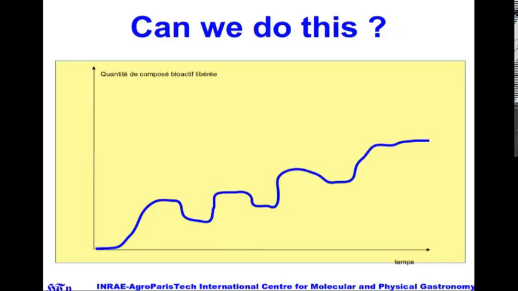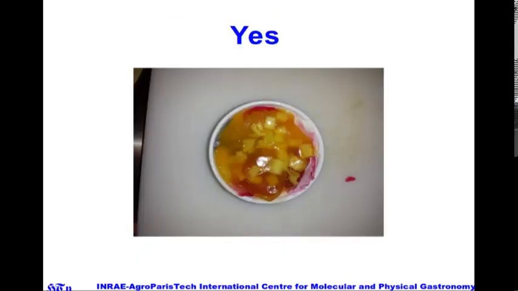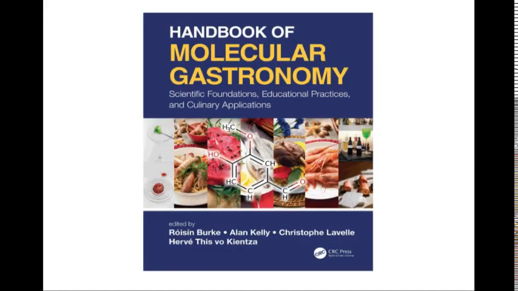Can we make, for example, a food with one flavor that would appear, disappear, another one would appear, disappear, another one would be, and so on? And the answer is yes. We did it in a culinary shop near Aarhus in Denmark, and with Danish chefs and PhD scientists, we produced this kind of food.